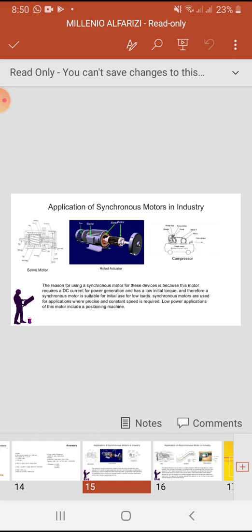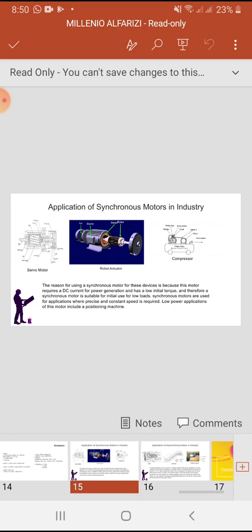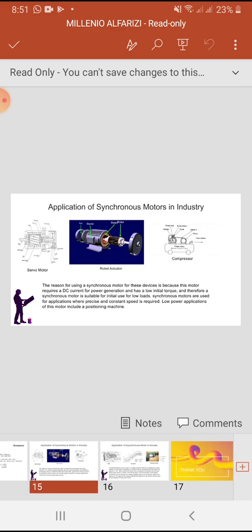Application of synchronous motors in industry. The reason for using a synchronous motor for these devices is because this motor requires a DC current for power generation and has a low initial torque, and therefore a synchronous motor is suitable for initial use for low loads. Synchronous motors are used for applications where precise and constant speed is required. Low power applications of this motor include positioning machines.